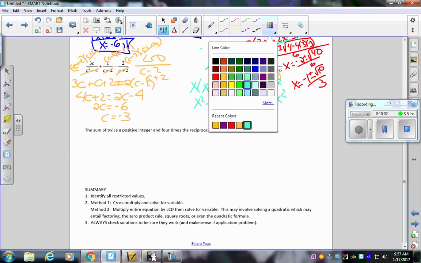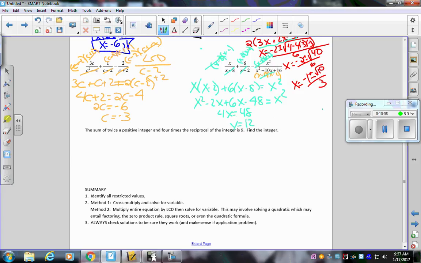All right, so the last one is just doing the same thing, but in a word problem format. All right, so it says the sum of twice a positive integer and 4 times the reciprocal of the integer is 9. Find the integer. So half the battle here really is that we need to go ahead and set up what that equation looks like. So let's start. It says the sum, so I'm adding two things.